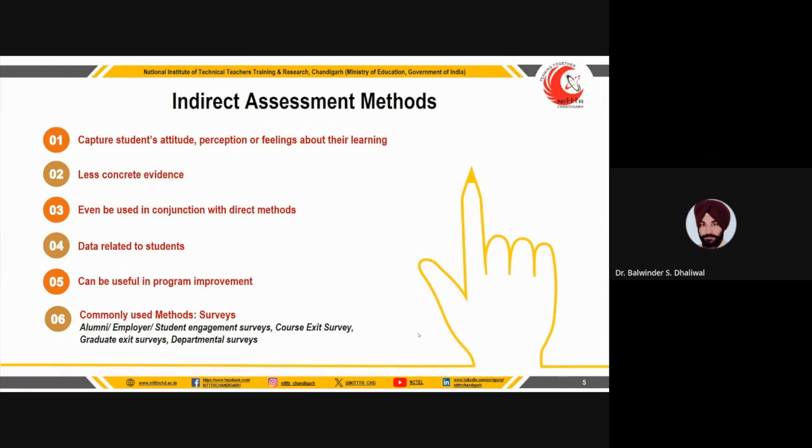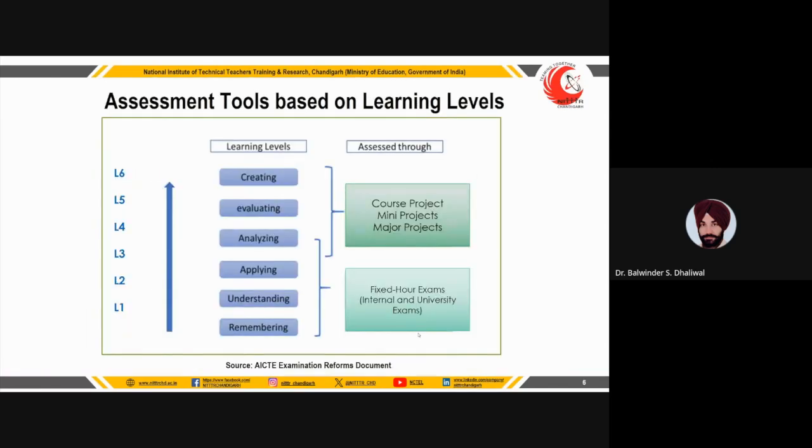But these are used in conjunction with the direct assessment tools, and they are also very useful for program improvement, because the type of information we get from these tools is not possible to collect from the direct assessment tools. So both tools, direct as well as indirect, have their own advantages when we use them for assessments. I will be showing examples of using both kinds of tools for the CO-PO attainment.